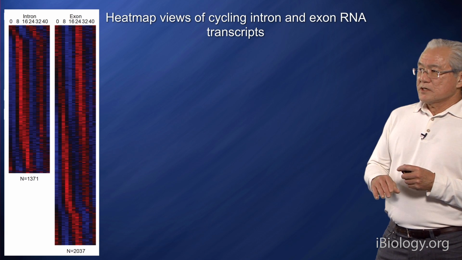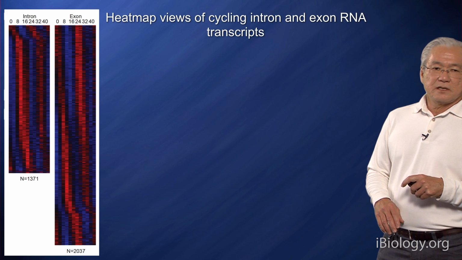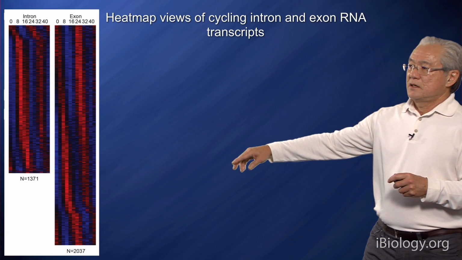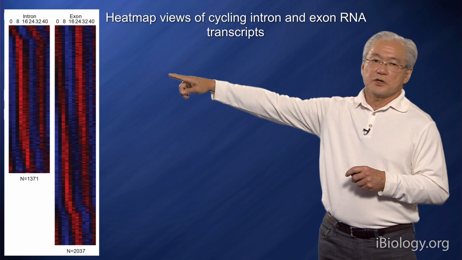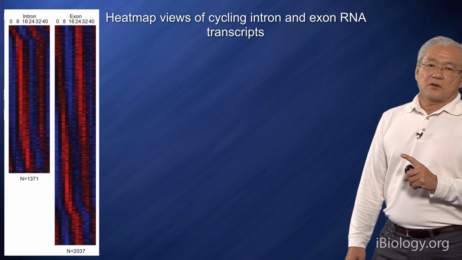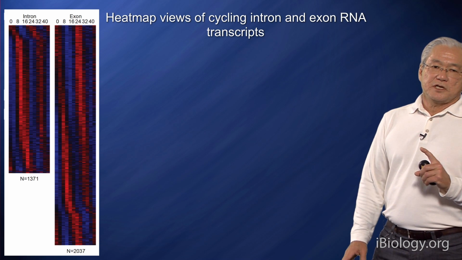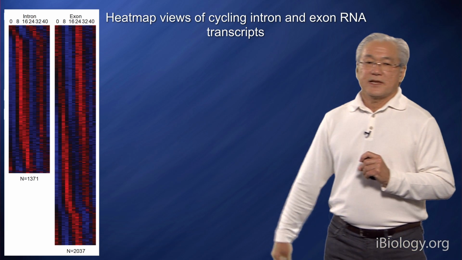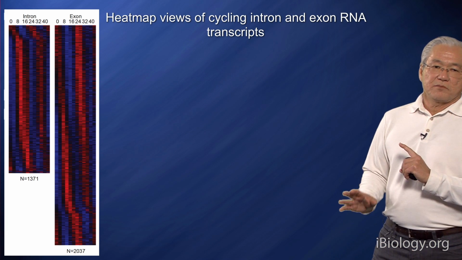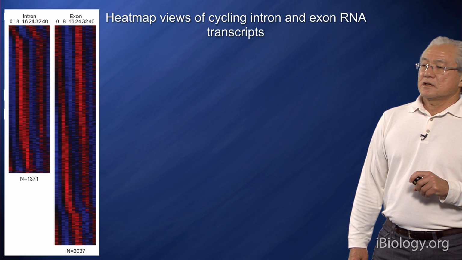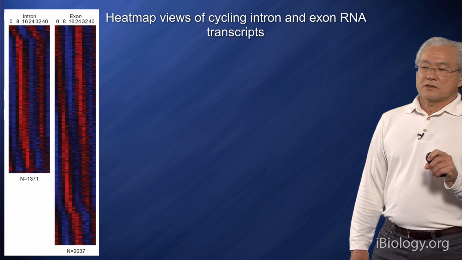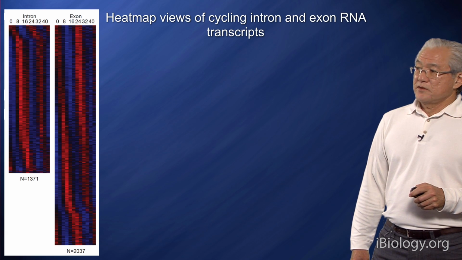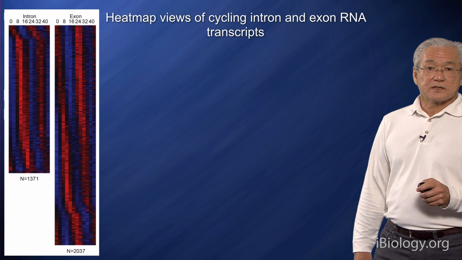So if we then look across the entire genome, we can ask how many genes show cycling RNAs in the liver. And these heat map representations show you two answers to that question. The first is the number of genes with intron cycling RNAs. And then the second are the number of genes with exon cycling RNAs to represent messenger RNA. And what we find is in the case of intron cycling genes, there are about 1,400 that are cycling in the liver. And in the case of exon cycling genes, there are about 2,000.